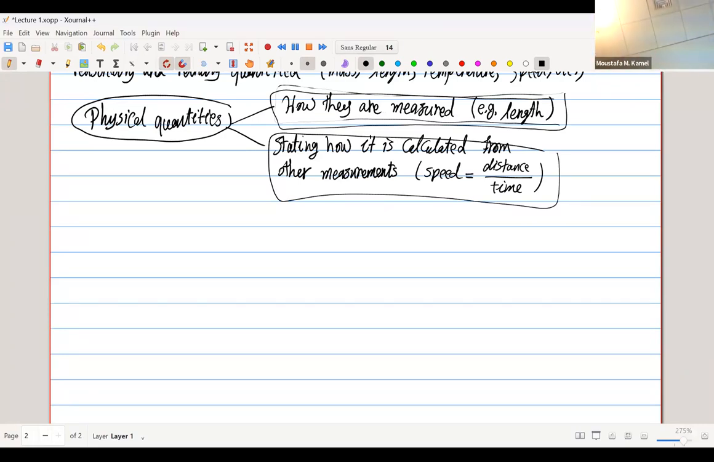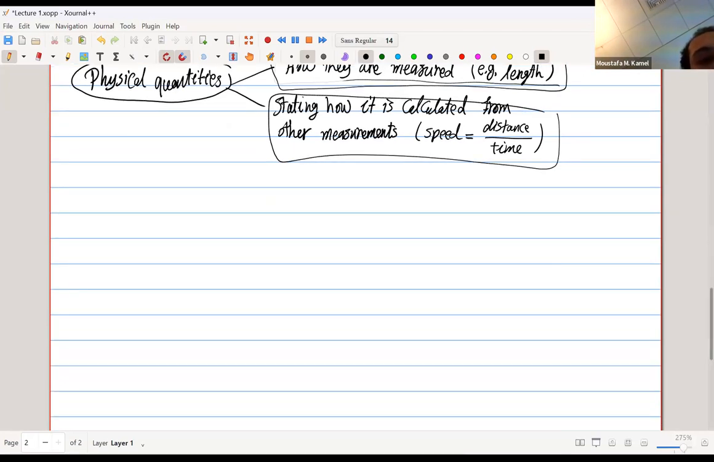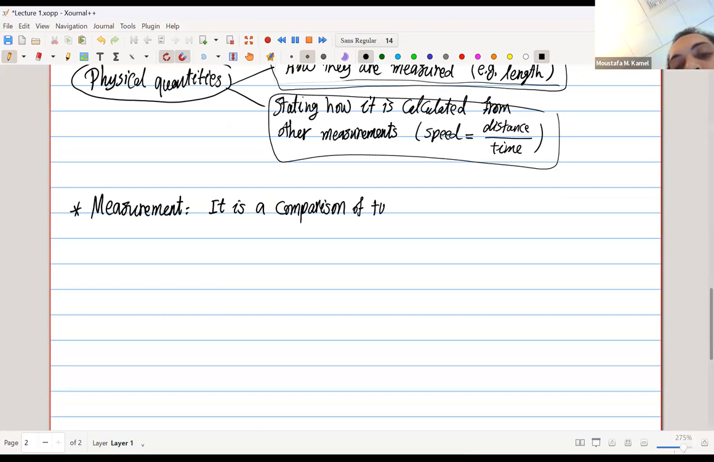So let's define measurement. I'll just write what I said. It is a comparison between two physical quantities of the same type.